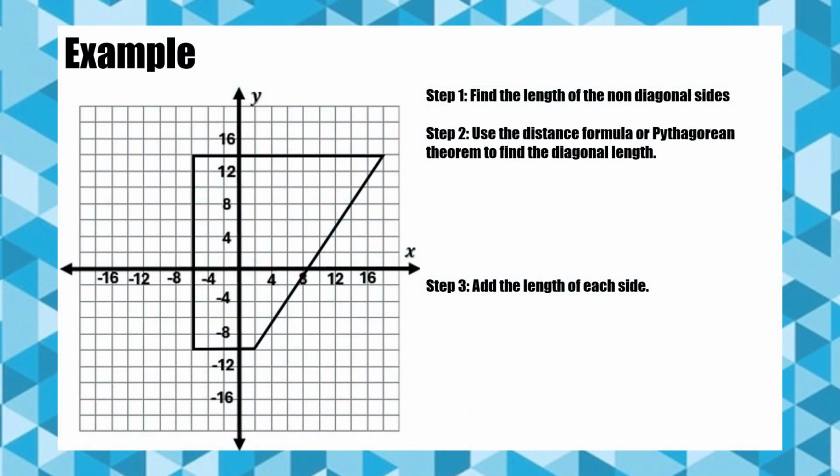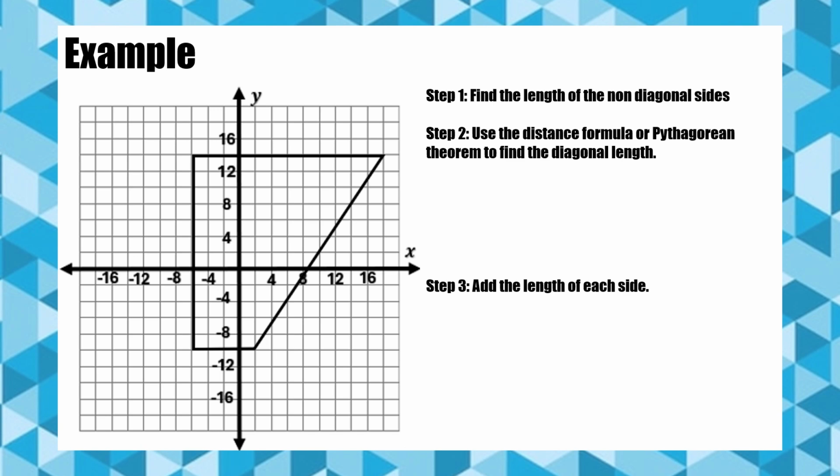Perimeter means surrounding area. In geometry, the perimeter is the distance around a shape. To find the perimeter, we will have to add the lengths or distances around a shape. We will start by finding the length of the non-diagonal sides.